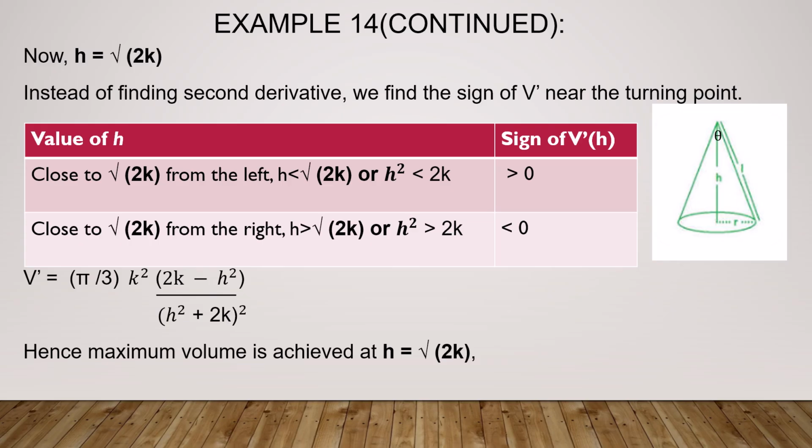And if h is greater than root of 2k, meaning h square is greater than 2k, then the numerator 2k minus h square will be less than 0. All other terms are positive, so no problem. So what will be the sign of v dash? When you go from left to right, it will go from greater than 0 to less than 0. So we have obtained that as the point of maxima. Hence the maximum volume is obtained at h is equal to root of 2k.